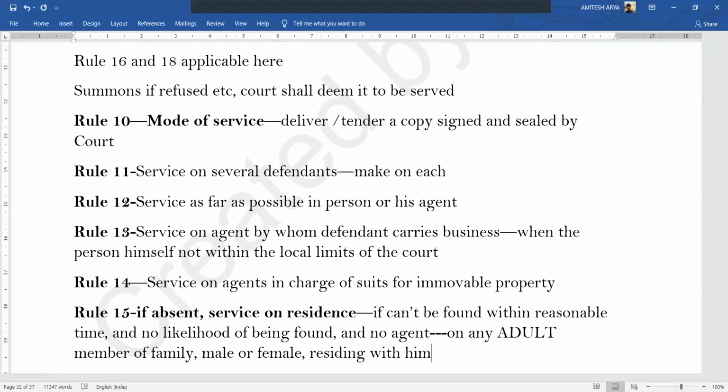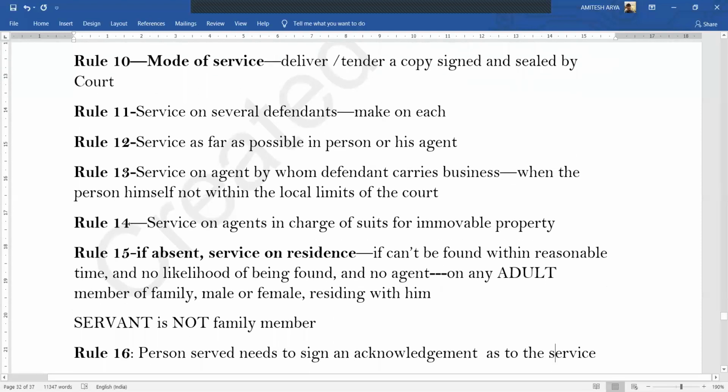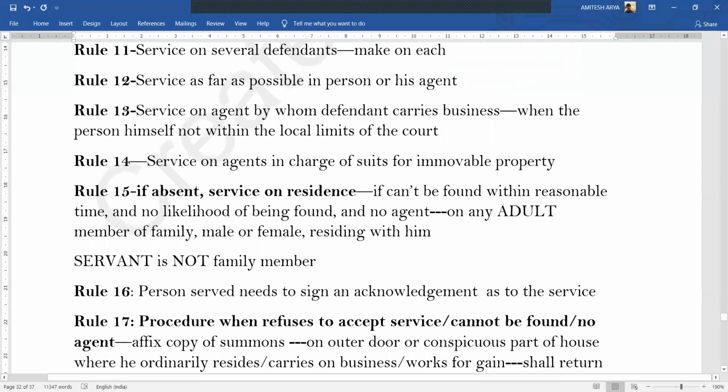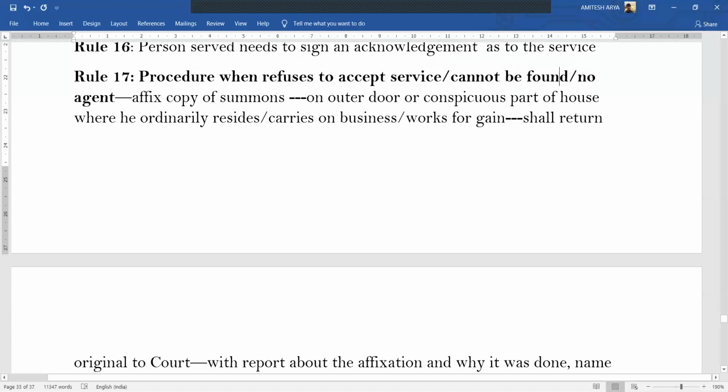Next, we go on to rule number 15. If we cannot find the defendant or his agent, and there is no likelihood where you can find him, what you'll do next is go to his house. There, if that person is not there, you'll find any other adult member, male or female, and give it to that person. If you serve the summons on a servant, that will not be a valid service of summons. Now, if this particular person is not there, then you go and affix a copy on his door or any conspicuous part of the house and tell the court.